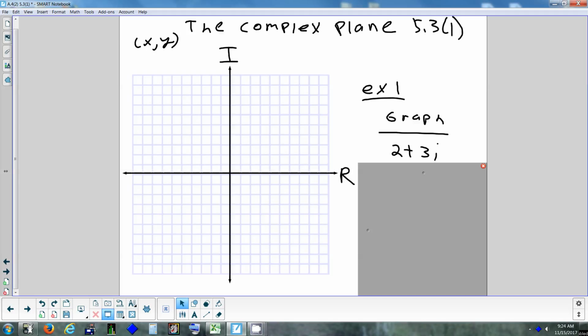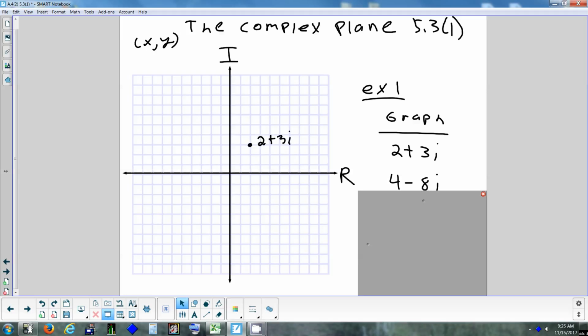And then Victoria, my imaginary part is, yeah, just the 3. So we'll just focus on that. And that's going to be 3 units on the imaginary axis. Which way? Up. So you're going to go right 2, up 3. And that's the point. 2 plus 3i. That's it.